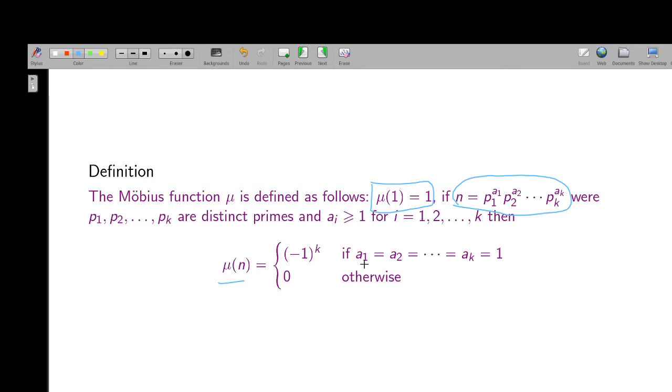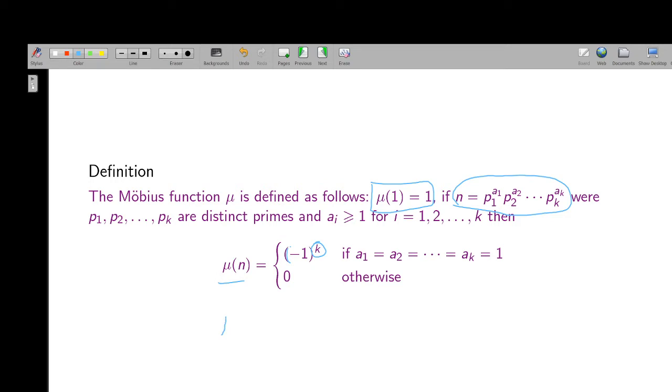these numbers are called square free numbers, where the powers of the distinct primes are all 1. So if a number is square free, then mu is -1 raised to the number of primes in the number. And in any other case it is 0.